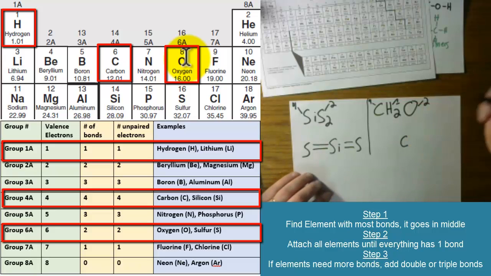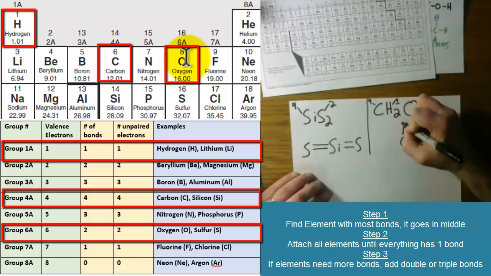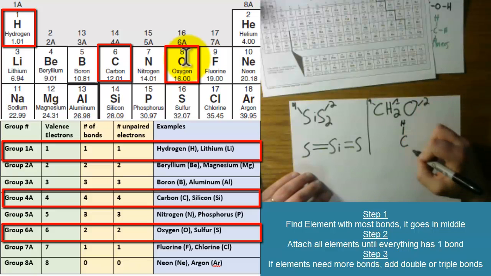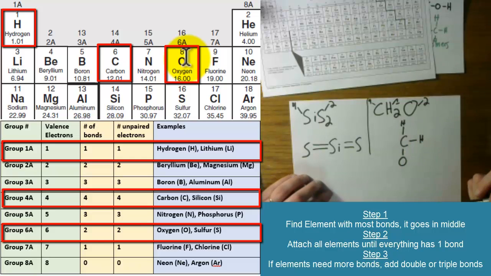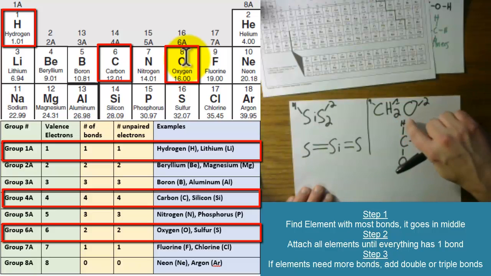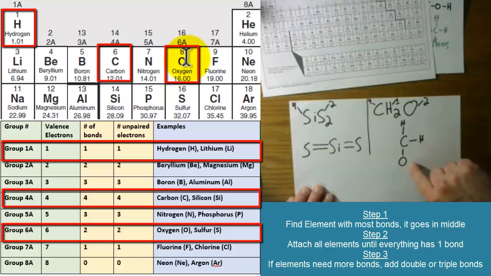Okay, so I am going to just draw a line. Hydrogen is attached. Both hydrogens are attached. Oxygen is attached. All the pieces are there. We have 2 hydrogens, 1, 2. We have 1 oxygen, and we have our 1 carbon. Okay, do they have enough bonds yet?